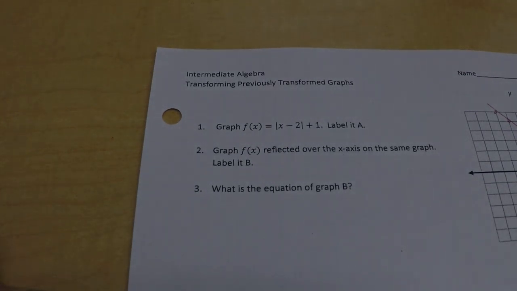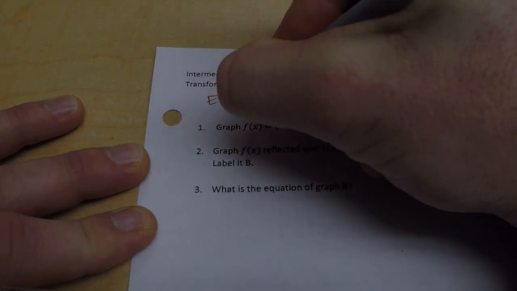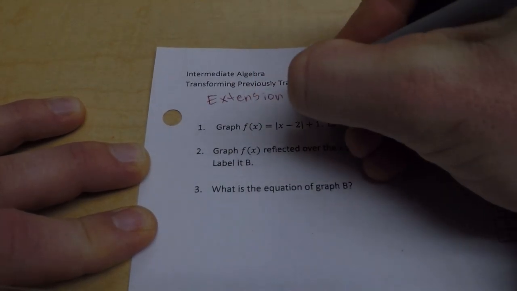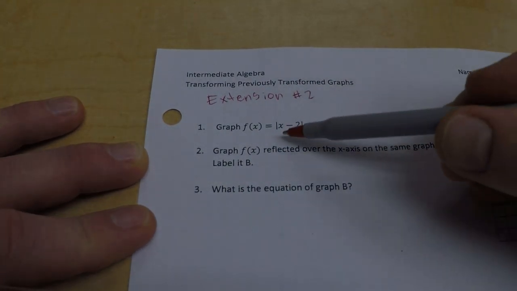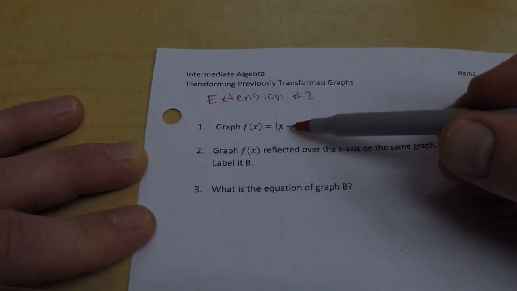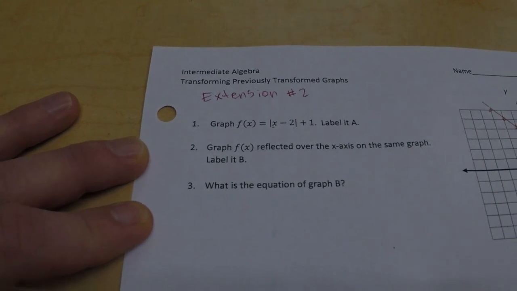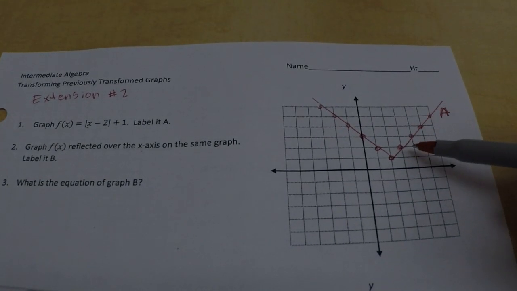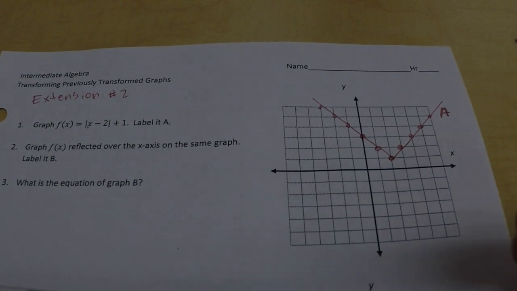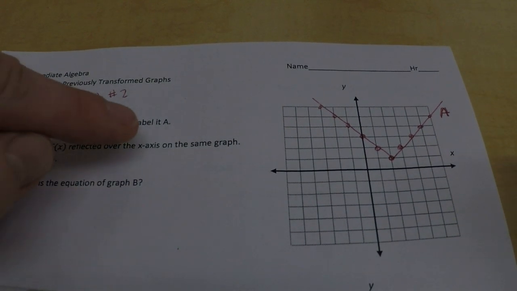In this video, this is our extension number 2, and we are going to be transforming things that have already been transformed. So we can see this is an absolute value graph, but it's also moved to the right 2 and up 1. We get this picture over here. But now we're going to transform this picture. And specifically, we're going to transform it by reflecting it over the x-axis.